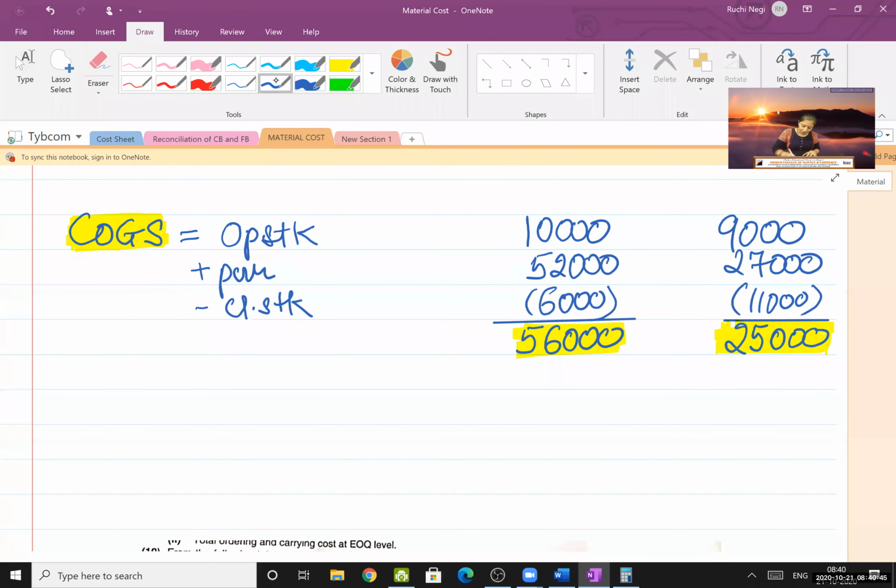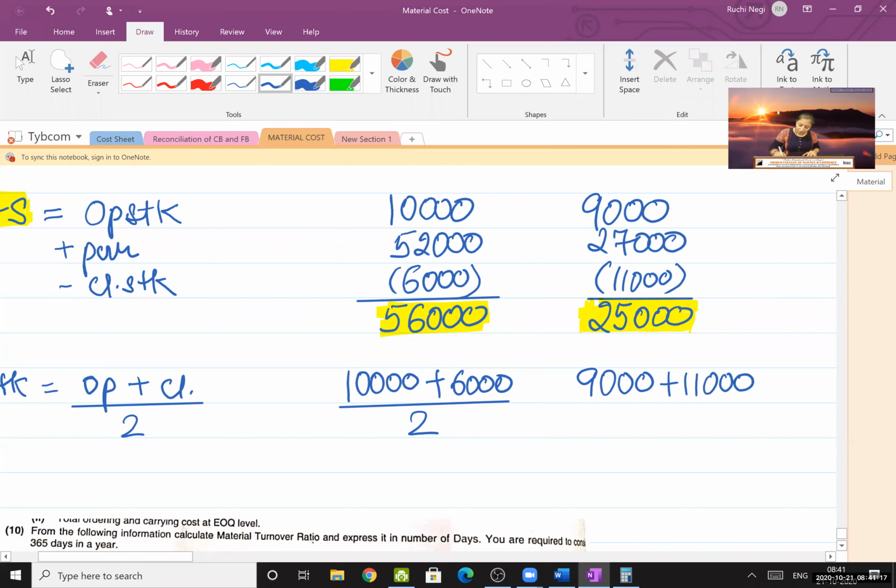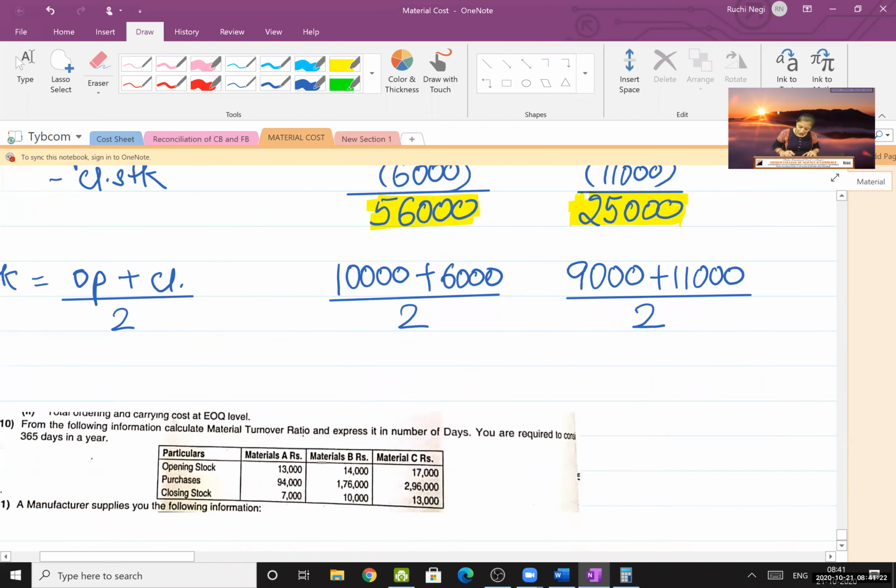Okay. Now let us calculate the denominator. So right here, what is the denominator? Average stock. Average stock is what? Opening stock plus closing stock divided by 2. So right here, solve here: 10,000 plus 6,000 divided by 2. Here also solve: 9,000 plus 11,000 divided by 2.